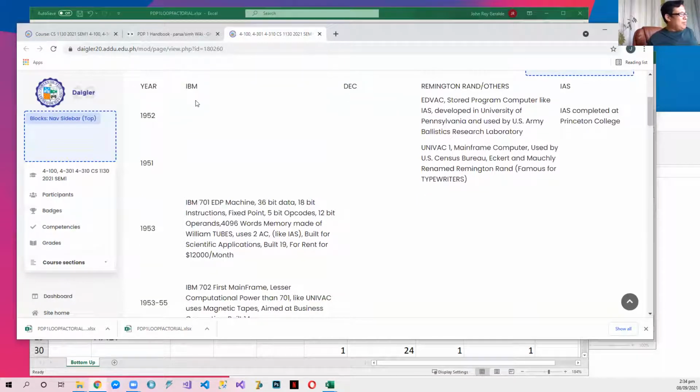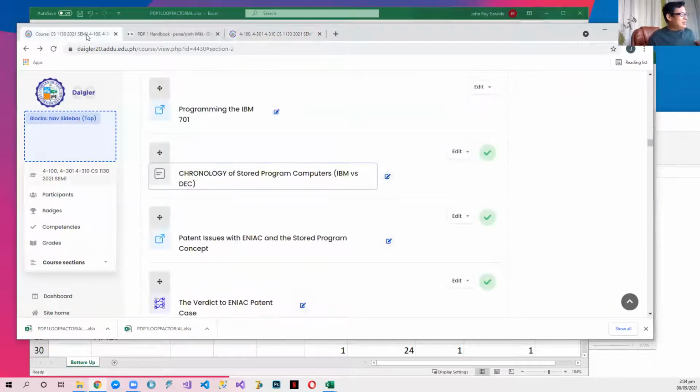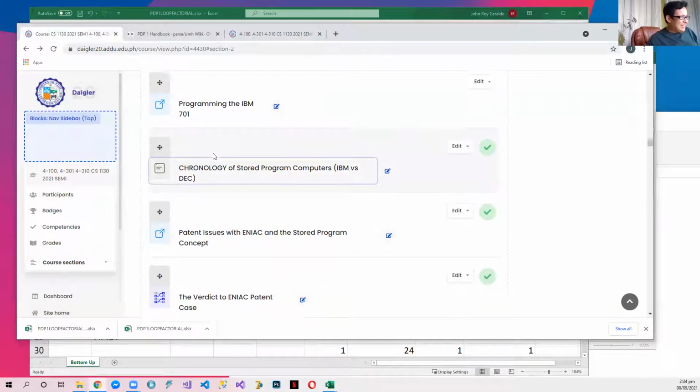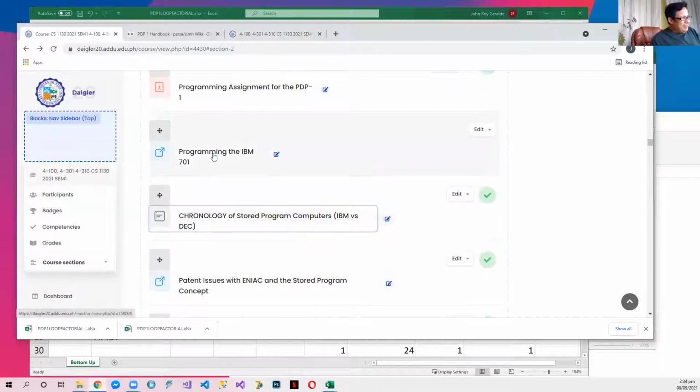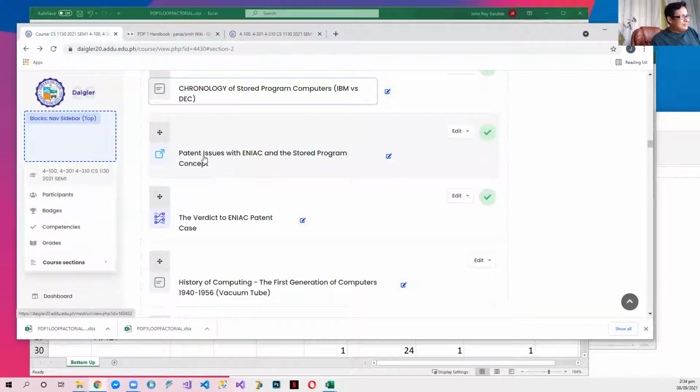In fact, DEC and IBM became very rich. They kept getting richer. They didn't give anything to John von Neumann. Let's try to find out. Because this is what happened. During 1946, it was the time when John von Neumann developed the stored program concept.